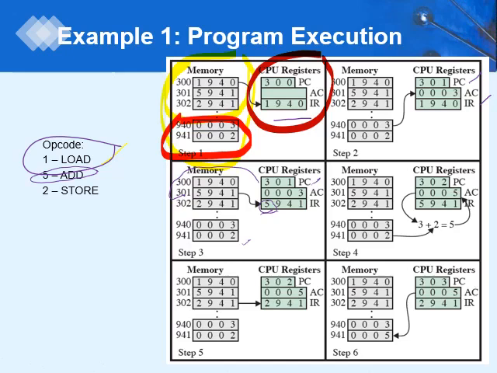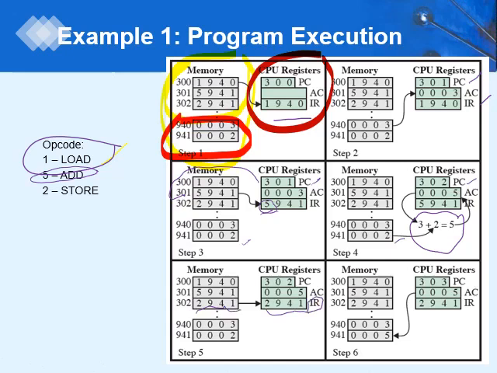So in step 4, it shows the execution. In 941 is 2. We add to the original AC 3, right? And the amount is 5. We put it inside the accumulator. At the same time, please increase PC plus 1. Now it becomes 302. And in step 5, the instruction inside 302 is 2941.